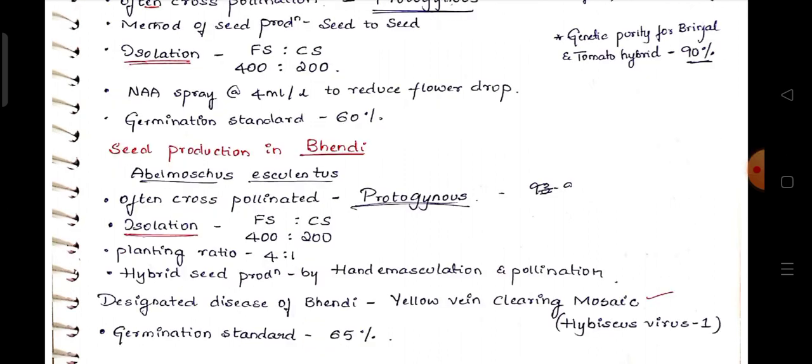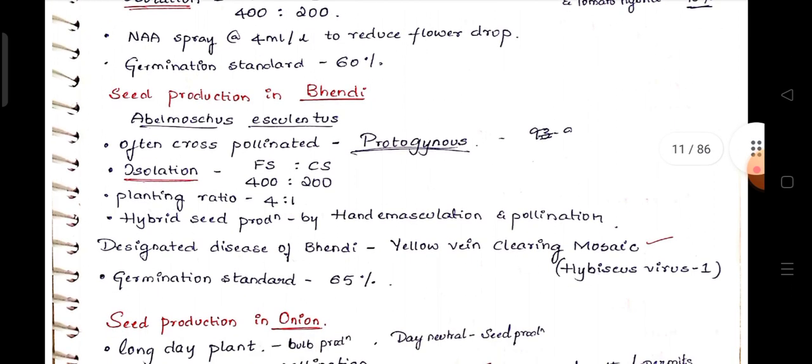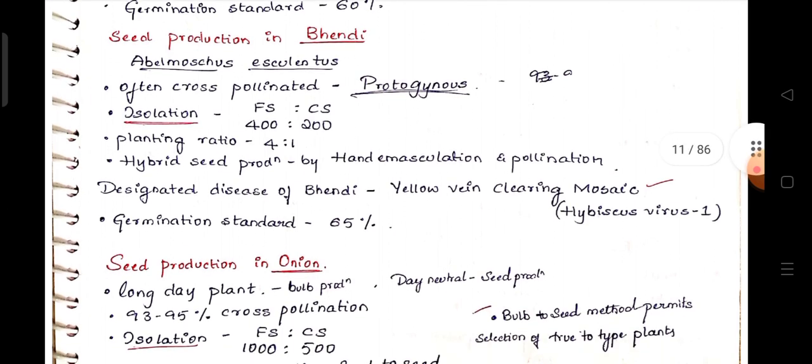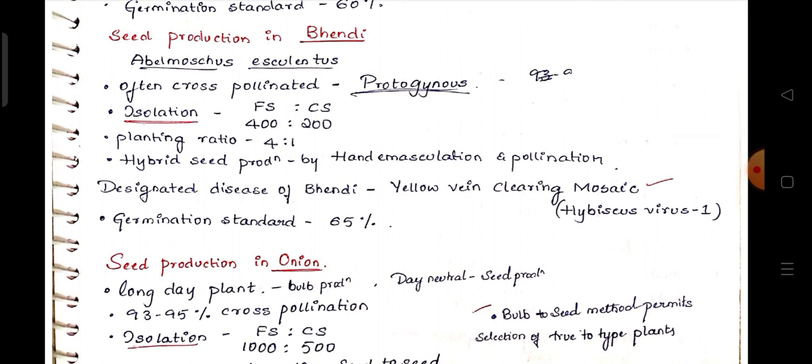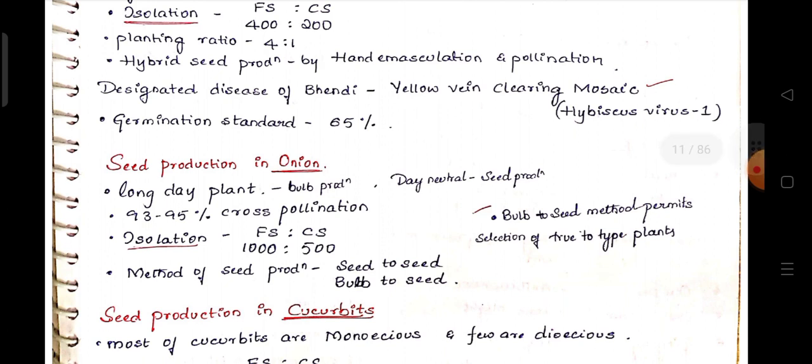In bhindi, it is often cross-pollinated. Protogynous condition is found. 400 and 200 isolation distance. 4:1 planting ratio is followed. Hybrid seed production is by hand emasculation and pollination. This is just like cotton. Designated diseases are yellow vein mosaic, also called clearing mosaic virus or hibiscus virus 1. Germination standard is 65%.